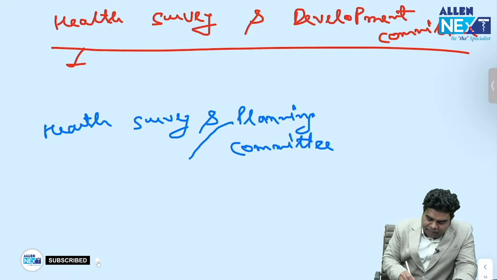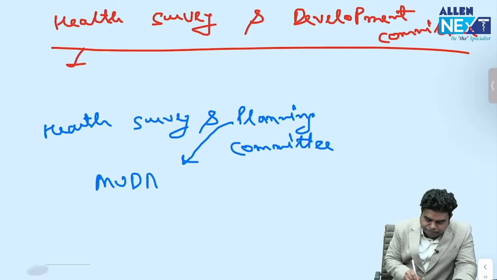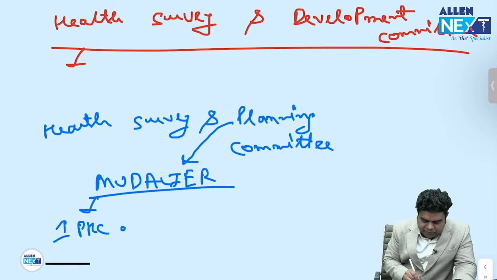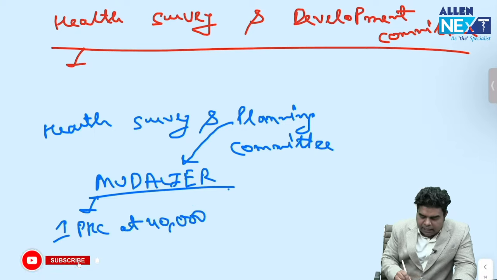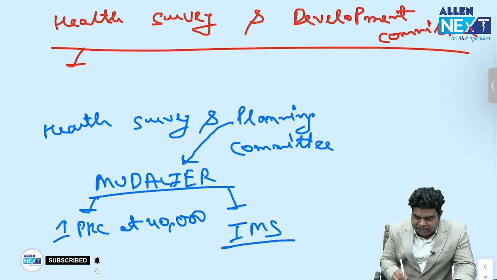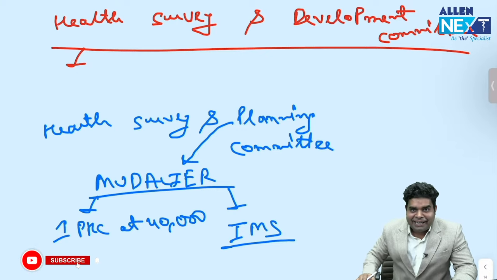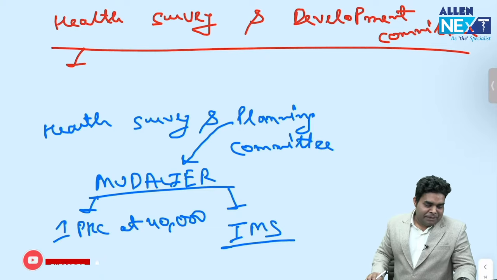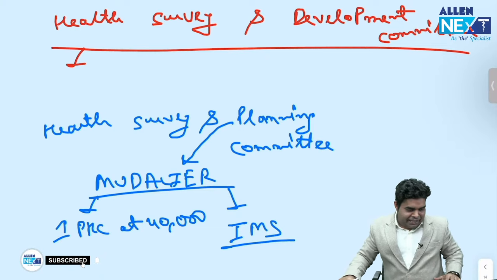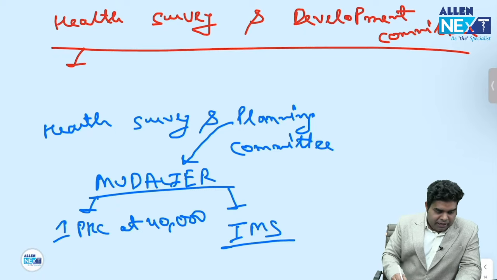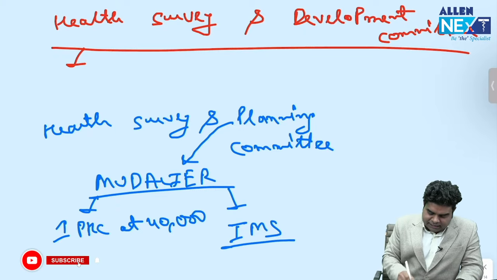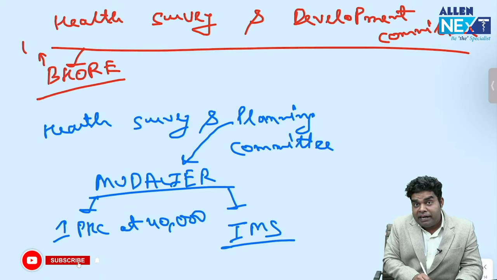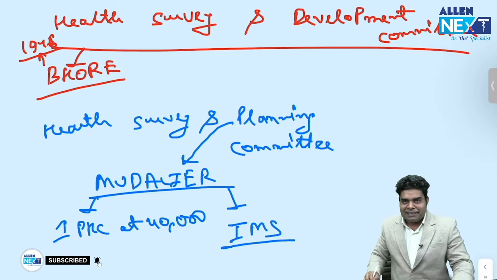This Health Survey and Planning is the Mudaliar committee. And Mudaliar committee said two things. One is one PHC at 40,000. And second is we need Indian Medical Services same as IAS. Kind of like the 12th pass story you might have heard. Similar, we need Indian Medical Services, not just IAS. And this one, Health Survey and Development, is the committee name of Bhore. Bhore committee came before India became free, in 1946.